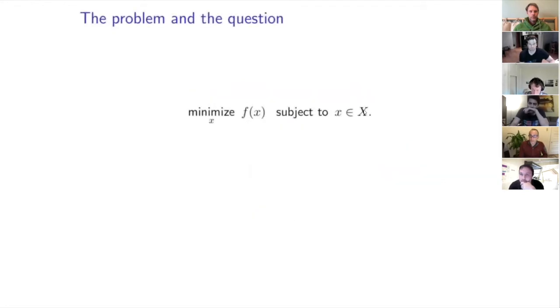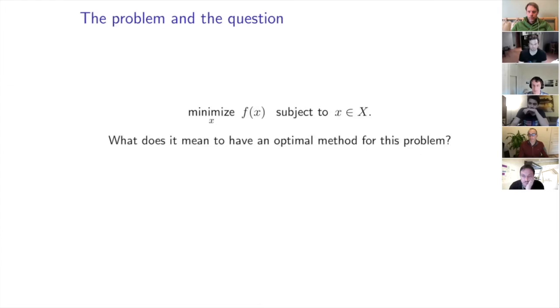The main problem in the talk that I want to talk about today is to minimize a function f of x subject to some constraints on x, that it belongs to some kind of set capital X. That's the problem for today. And the rough question that will illuminate this talk is, what does it mean to have an optimal method for this problem, or for problems like this? How do we talk about optimality?